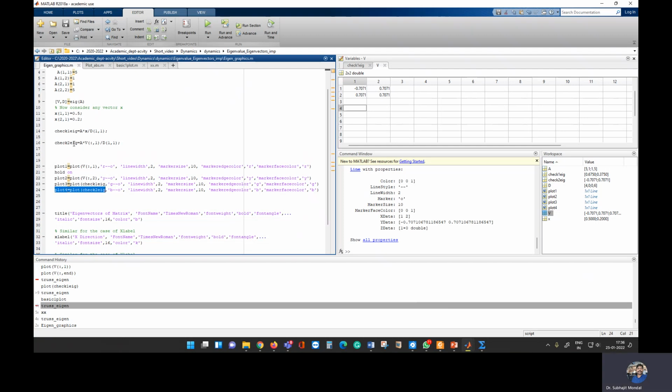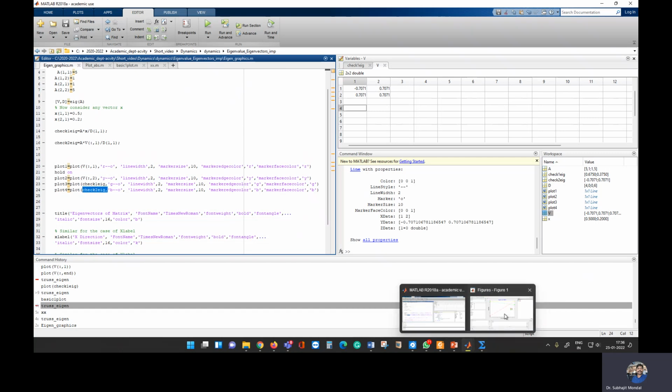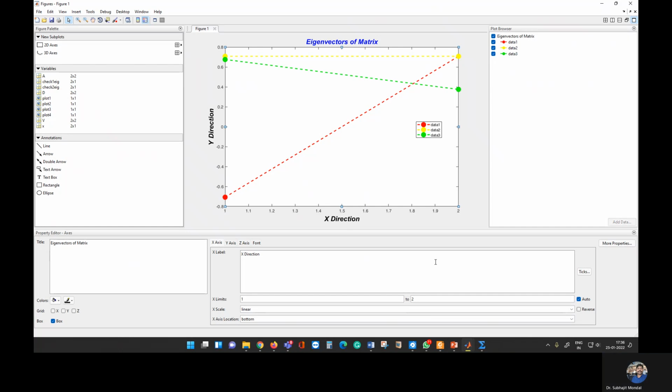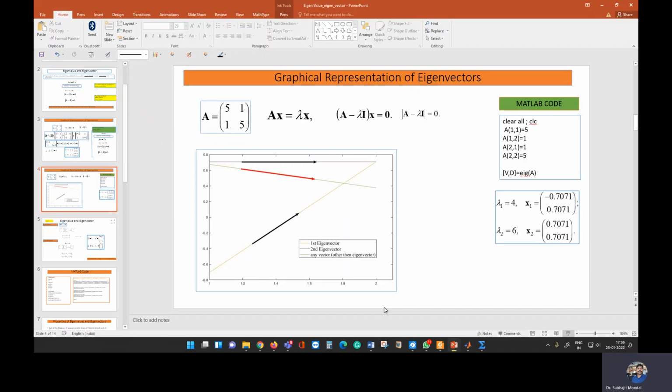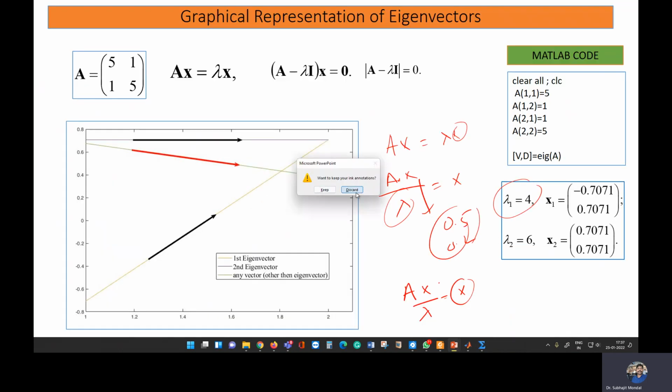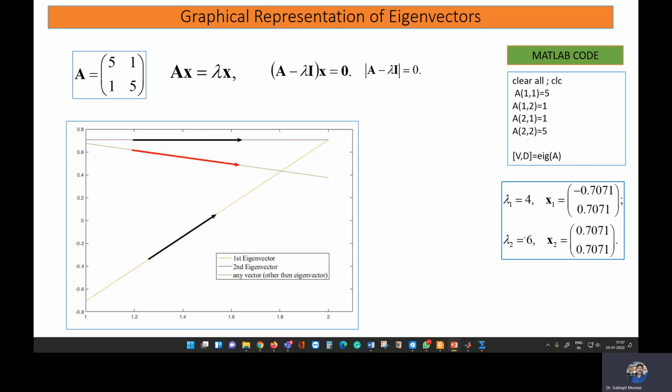Here you can see this check two eigenvector. I am plotting the check two eigenvector here. So here you can see that if we consider the eigenvector and multiply it by the matrix, you will get the same eigenvector. So basically what we have learned is that an eigenvector is that vector which, if you multiply a matrix with it, comes out as the same vector. An eigenvector is that vector which does not change the direction when you operate on a matrix.